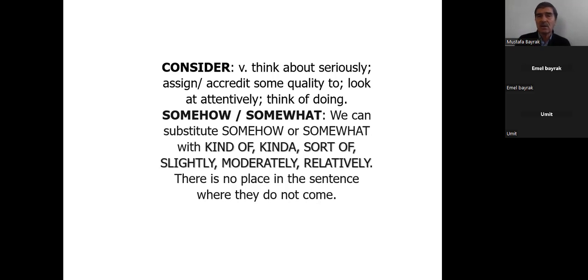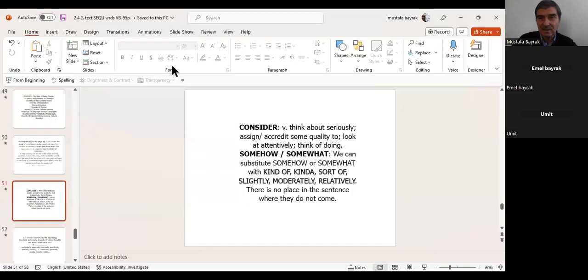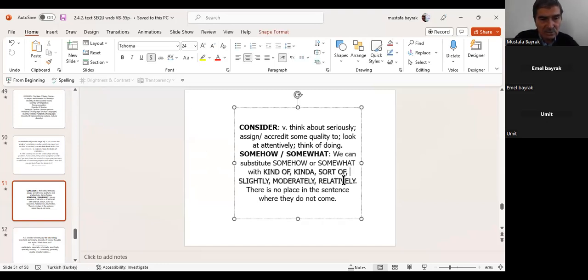Somewhat or somehow, we can substitute somehow or somewhat with kind of, kinda, sort of, sorta. Slightly, moderately, relatively. There is no place in the sentence where they do not come. They come every place in a sentence. Yes, kind of becomes kinda, sort of becomes sorta. Yeah, with the same meaning, sorta. Okay.